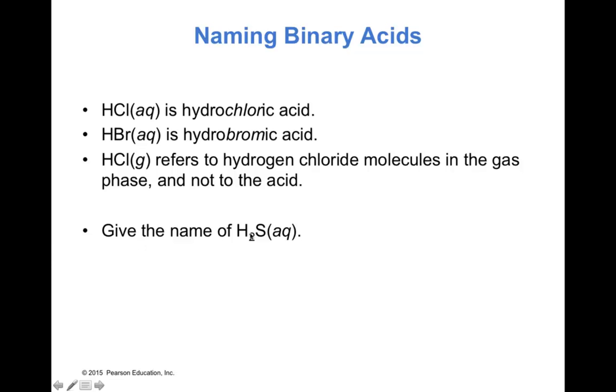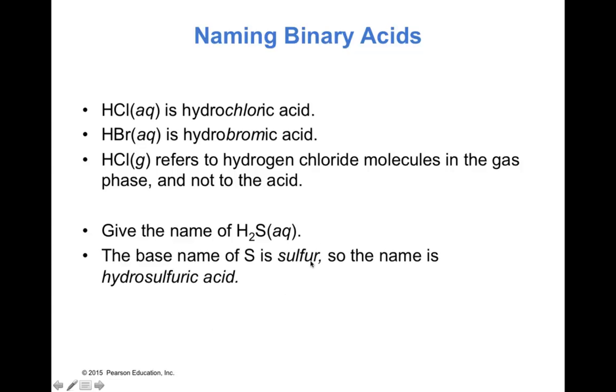So let's try this one. The name for H2S. The base name of S is sulfur, so the name is hydrosulfuric acid. Hydrosulfuric, with the sulfur and the ending IC, acid. So we have hydrosulfuric acid.